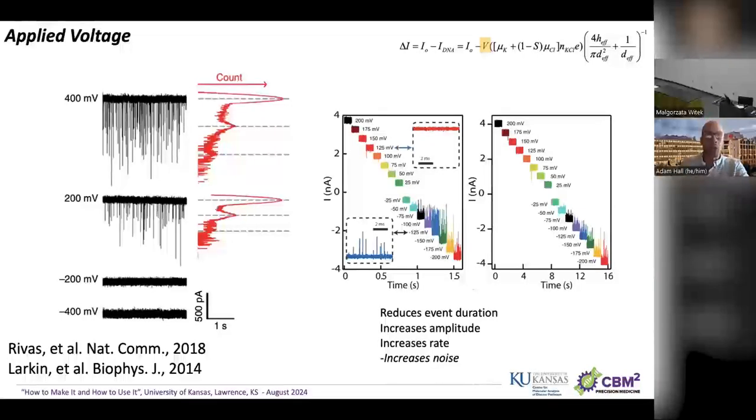If you look at applied voltage, I mentioned some of this before, how that's going to change the rate, but you can also change the signal that you're getting out, and that scales in a more direct way. It reduces the event duration and increases the amplitude, as well as increasing the rate as you push the voltage up, right? For instance, as you increase the voltage, that's a larger force that's applied to the molecule on the way through, so it's obviously going to go through faster. Finally, as a downside, it also increases the noise, which makes it harder to measure.